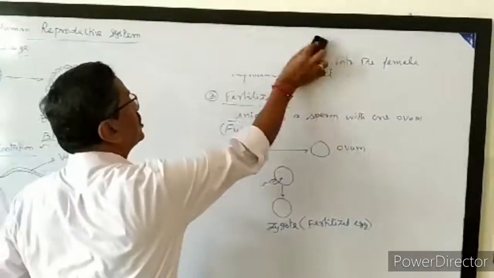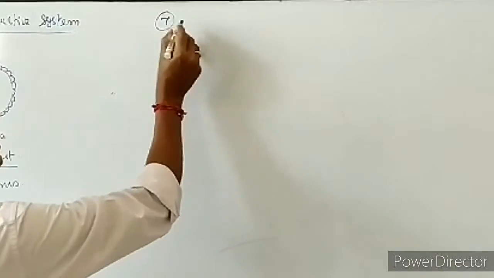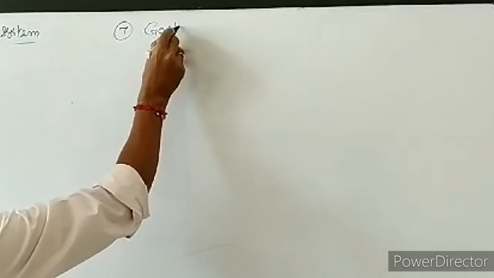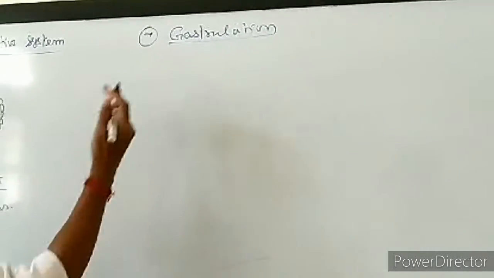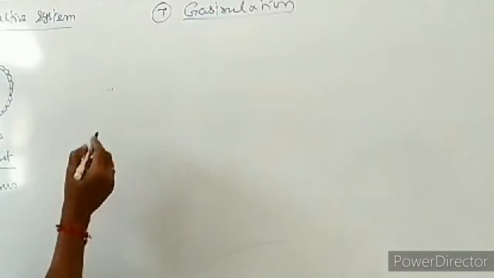Now the seventh event we are going to study. Seventh event is gastrulation. Now what is the meaning of gastrulation? First I will give explanation, later on I will give the meaning for this.